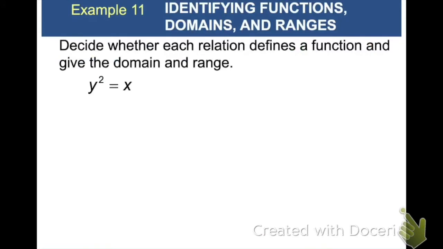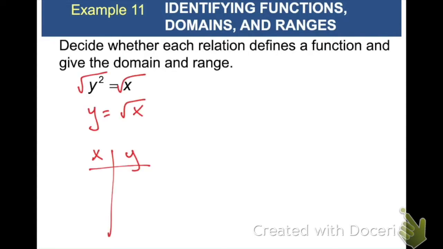Okay, let's do one more of these. We're still trying to find domain and range for this equation. If you're going to make a table, you probably want to solve for y, get y by itself. So I'm going to square root both sides. So if I make a t-chart, I'm looking at the equation y equals square root of x. I can plug in anything I want for x.